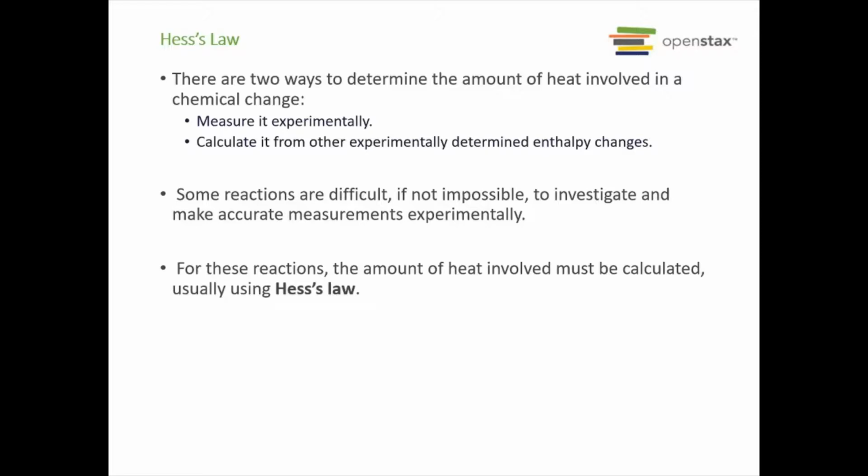Now, Hess's law is where we're going to spend a good amount of time talking, because it's kind of complicated. So there are 2 ways that we can figure out the amount of heat in a chemical change. We can either measure it experimentally, or we can calculate it from experimentally determined enthalpy changes. And there are some reactions where it's pretty much impossible to do this experimentally. So we use Hess's law.